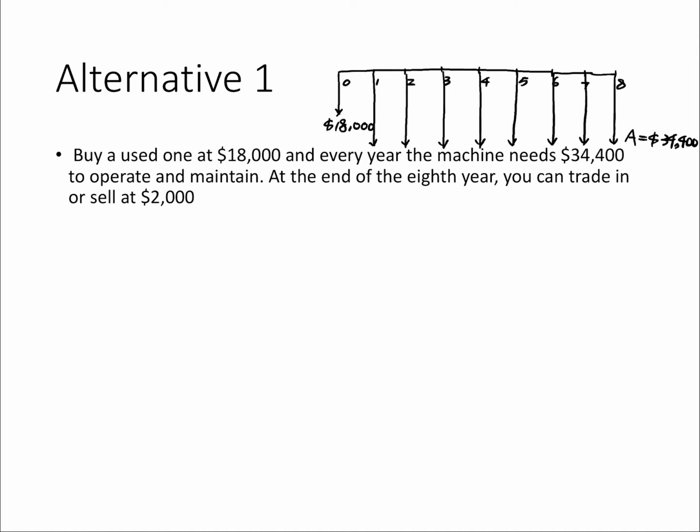At the end of the 8th year, you can trade in or sell at 2,000. So that's your receiving. So it's an arrow going upward. And it's very short compared to the other cash flows. And it is 2,000.